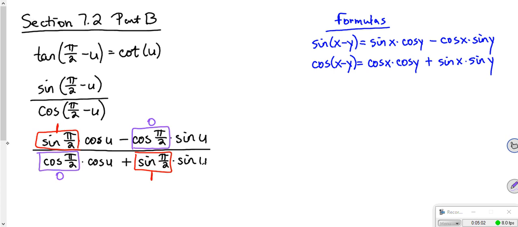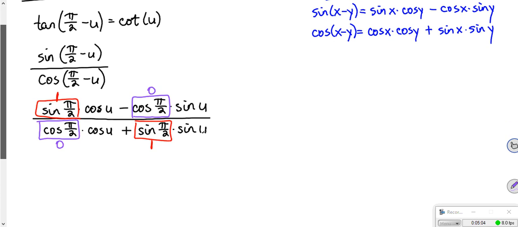So we replace what we can with ones, and of course the zeros mean that these are all going to just go away because 0 times anything is 0. So now what we're going to have left then is just cosine u over sine u. Now, cosine u over sine u, we know, is the cotangent.